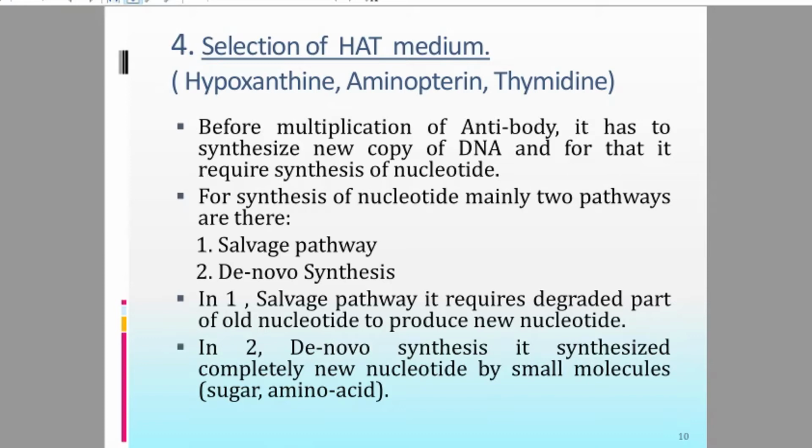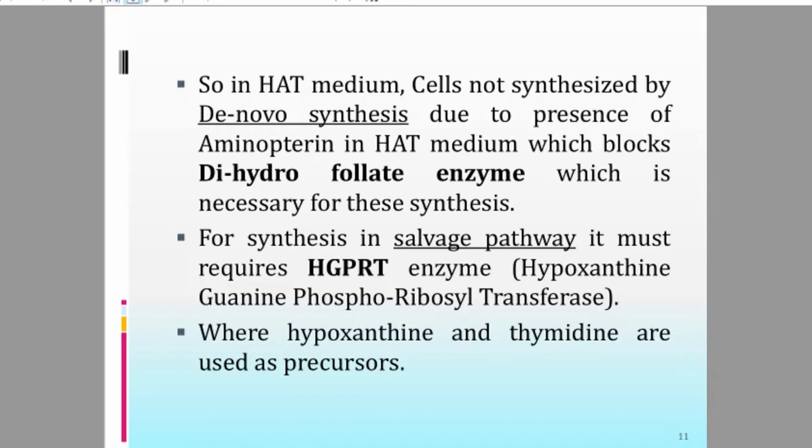Now there's two main pathways for nucleotide synthesis in cells. One is the salvage pathway, which uses an enzyme called HGPRTase, and the other is the de novo synthesis pathway, which just uses basic precursors. Now, the salvage pathway uses an enzyme called HGPRTase, and the myeloma cells that we used do not have HGPRTase. And the nature of the HAT media is such that the aminopterin in the media is a competitive inhibitor of an enzyme called dihydrofolate reductase, which is necessary for de novo synthesis of nucleotides.